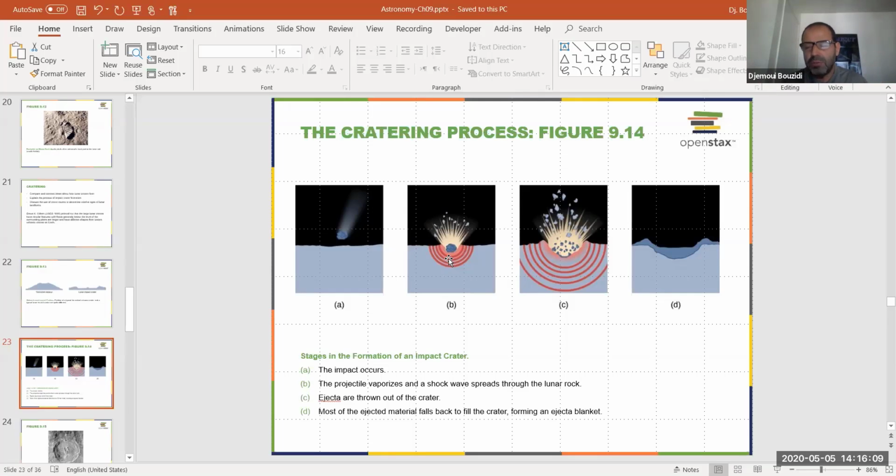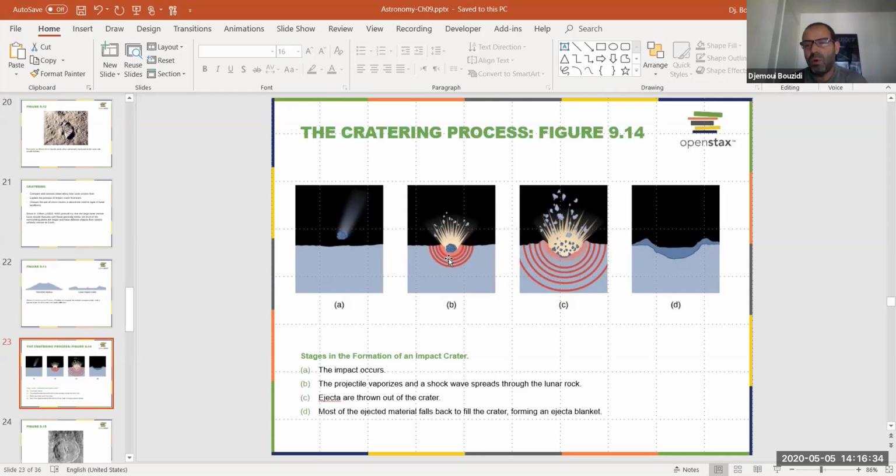So this experiment you can conduct with a small impact object. Take a rock and throw it on the surface of sand, very fine sand, and you will see the same structure forming. So this we can do ourselves. We don't have to imagine it, because you can simply do that. And then after that, the material settles back on the surface. So this is basically how craters are formed.